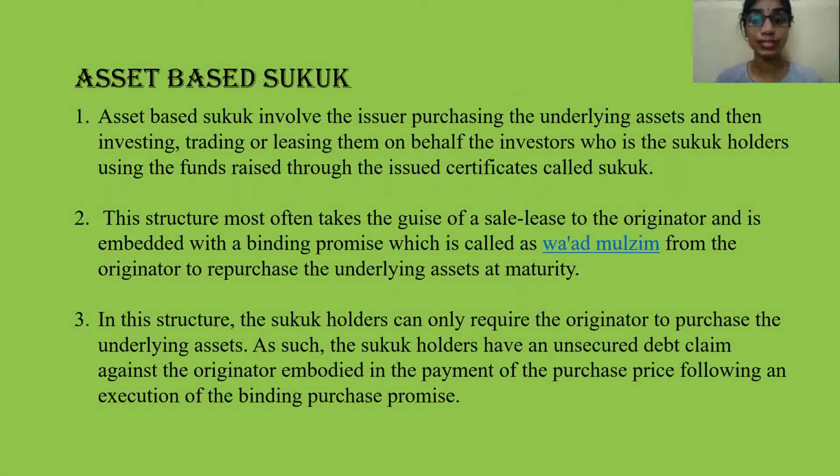Asset-based sukuk involve the issuers purchasing the underlying asset and then investing, trading, or leasing them on behalf of the investors, who are the sukuk holders, using the fund raised through the issued certificate called sukuk. This structure most often takes the guise of a sale and lease to the originator and is embedded with the binding promise, which is called Wa'd, from the originator to repurchase the underlying asset at maturity. In this structure, the sukuk holders can only require the originator to purchase the underlying asset. As such, the sukuk holders have an unsecured debt claim against the originator, void with the payment of the purchase price following an exercise of the binding promise.